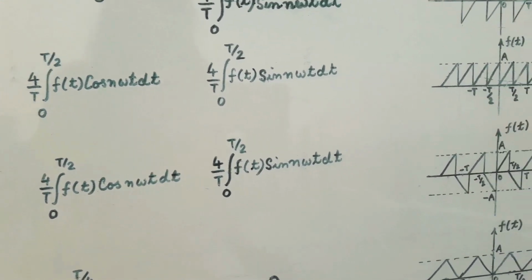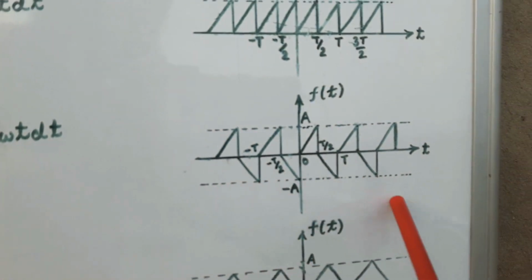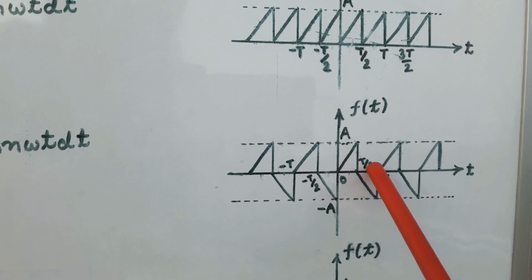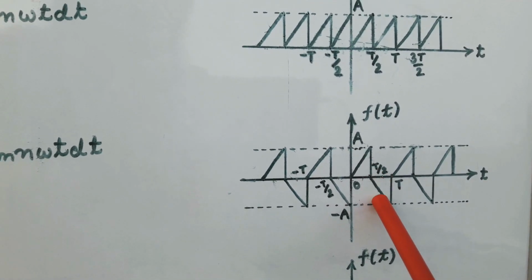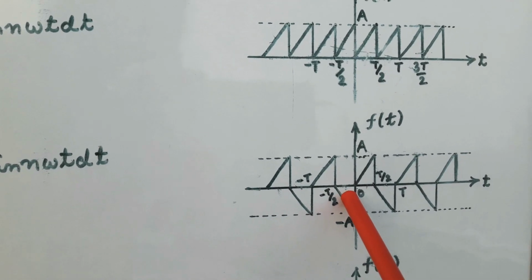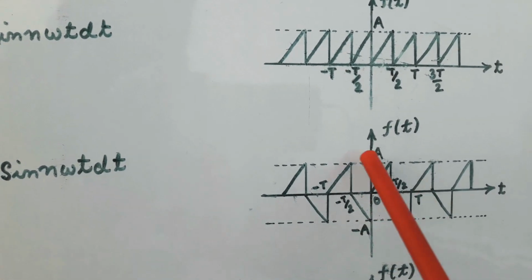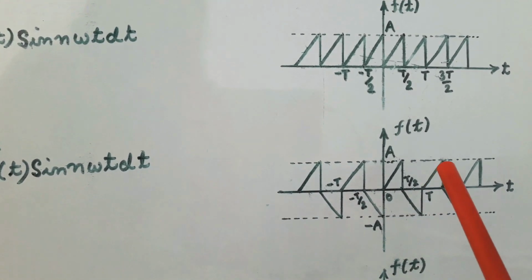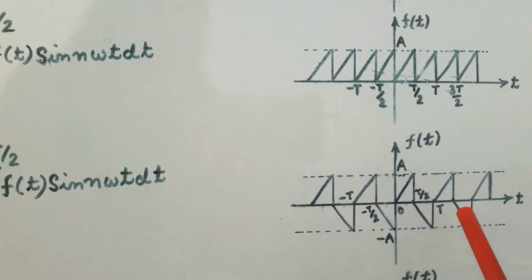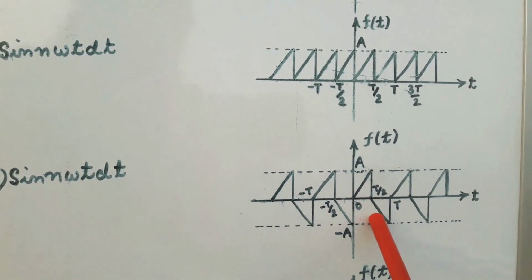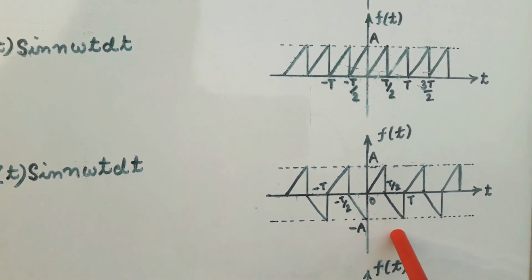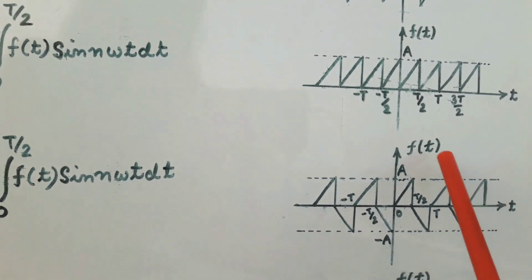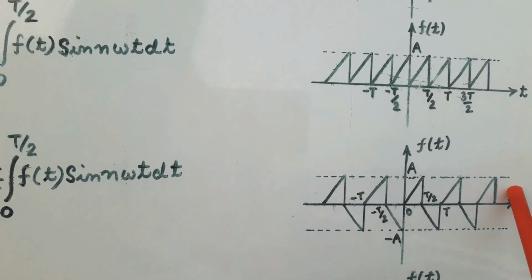An example of such type of function is shown in this figure. From this figure we find that f of t will be equal to minus f of t plus nT by 2, and that is also equal to minus f of t minus nT by 2. This is the time period, this is the amplitude, and it satisfies the condition that f of t is equal to minus f of t plus minus nT by 2. So, in this case the coefficient a0 by 2 will be 0, and we will only calculate the coefficients an and bn, and by substituting all these values in the Fourier series we will find the Fourier series of this periodic function.